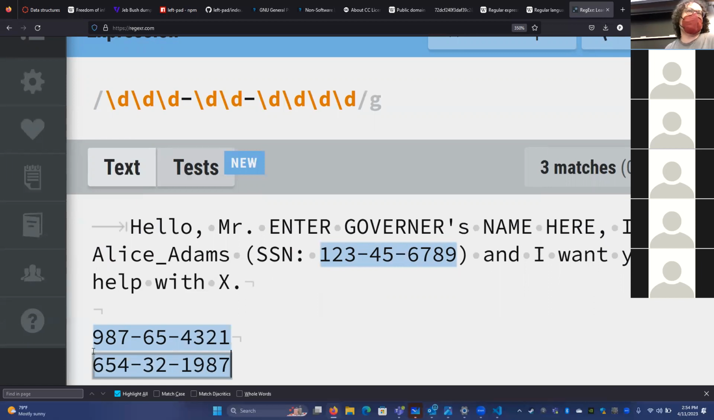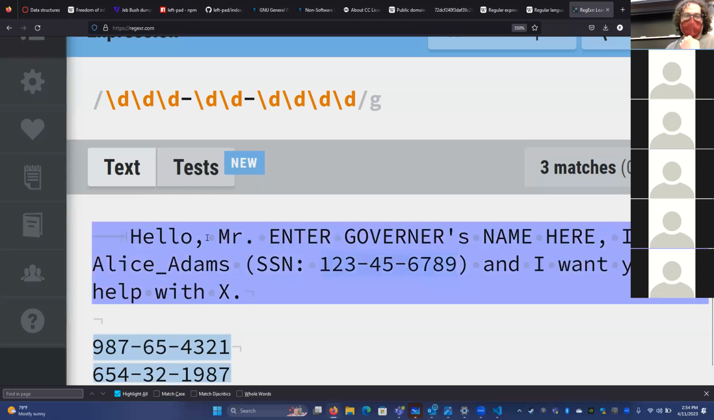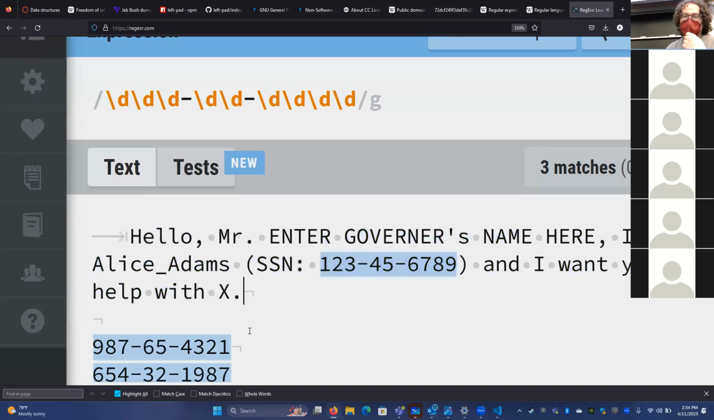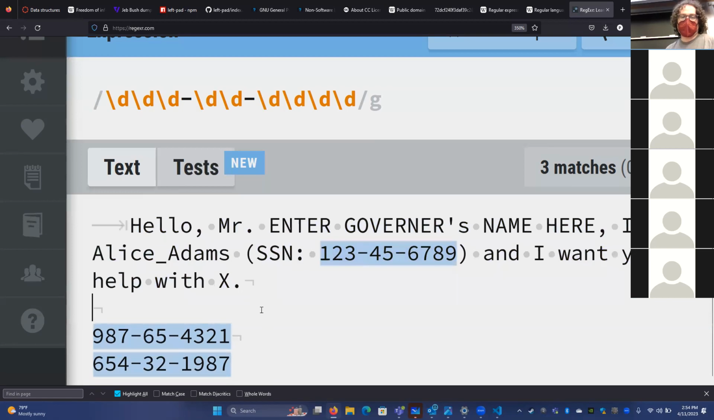Yes, how would new line characters be? White space, I believe. I don't normally have to look for new line characters, but I believe it's white space. Regardless, we've got this over here and it matches all of these things without matching something that's not of that pattern.